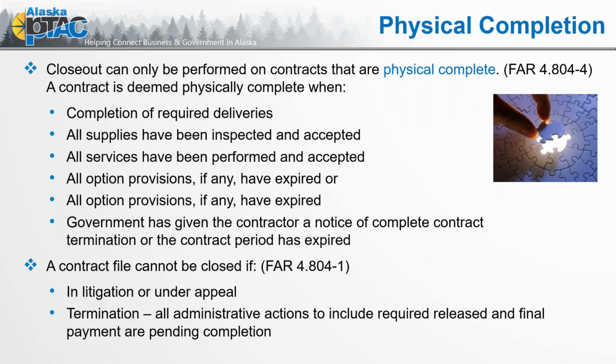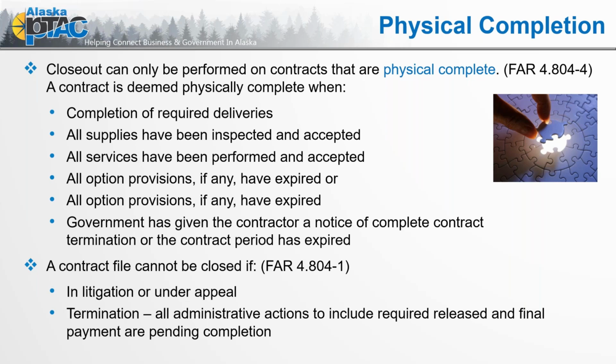So physical completion. Closeout can only be performed on contracts that are physically complete. And here we have the FAR callout 4.804-4, where it defines that this requires a completion of all required deliveries. So all supplies have been inspected and accepted, all services have been performed and accepted, and all option provisions, if any, have expired.